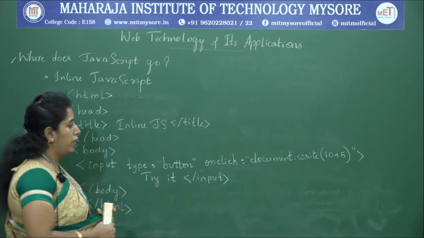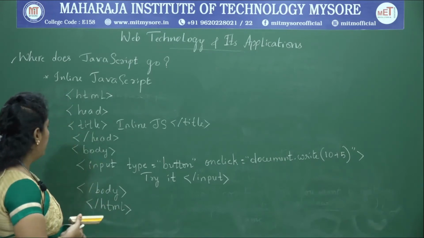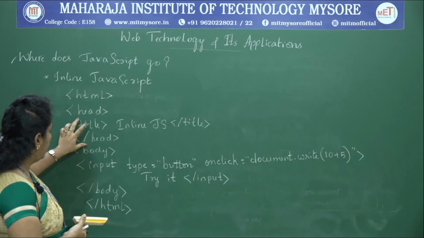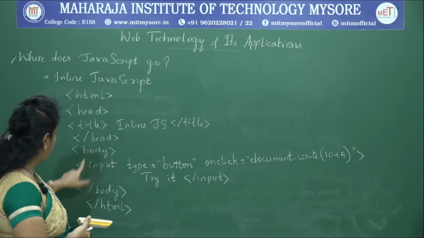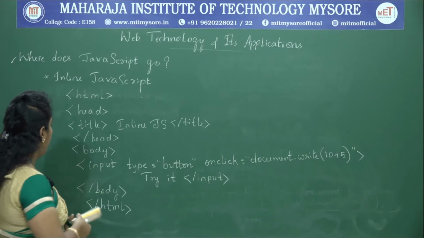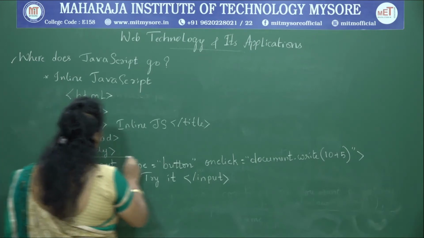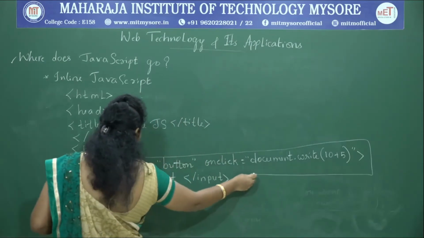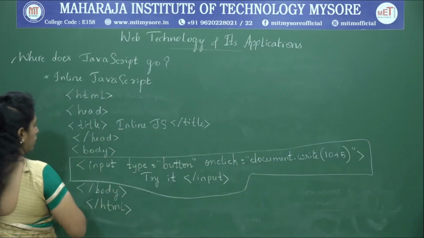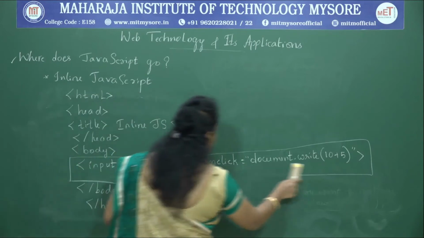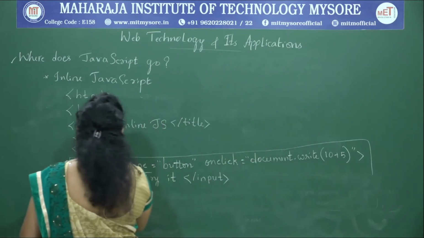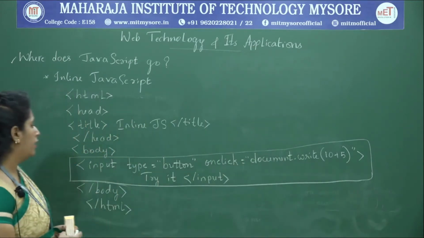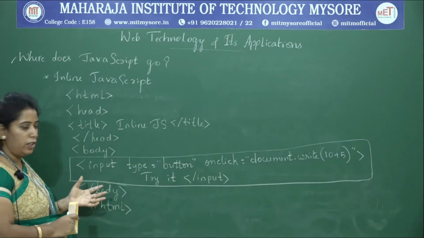So now what you can notice from this is, we are starting with a root tag, then head which consists of title, inline JavaScript. Within a body, this is inline JavaScript.